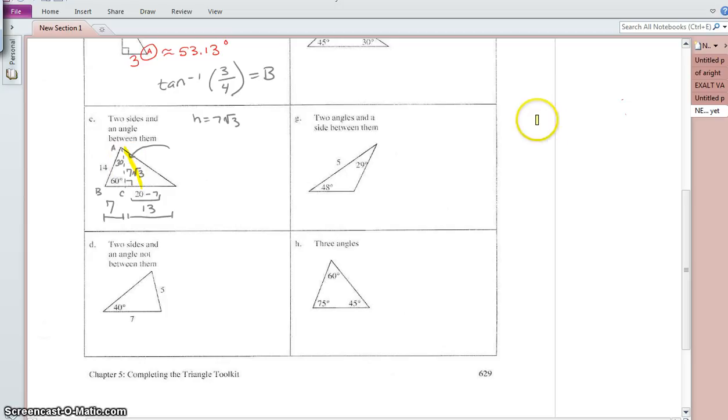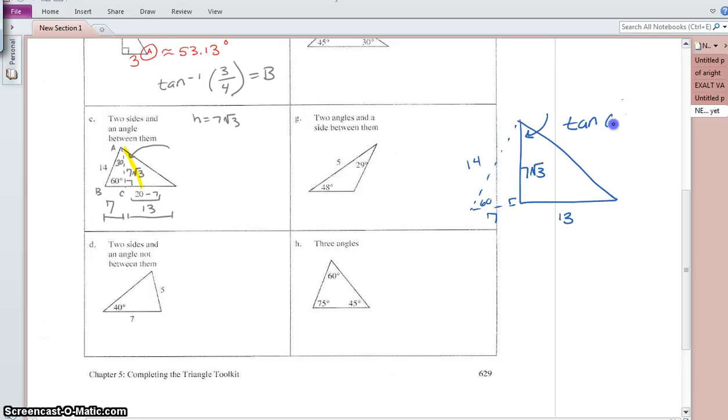So in my new triangle, it has a height of 7 radical 3 found by using these parts of the 30, 60, 90. And my side length of 13, I'd really like to know this angle. So what do I have? I have the opposite and the adjacent. So I can use tangent of some unknown angle equals 13 over 7 radical 3.